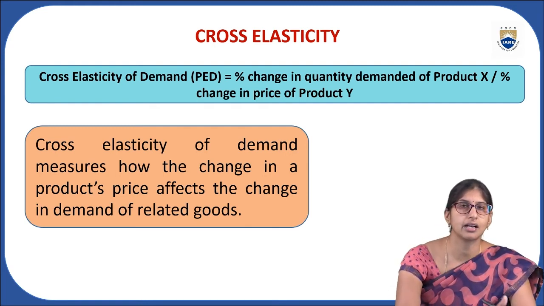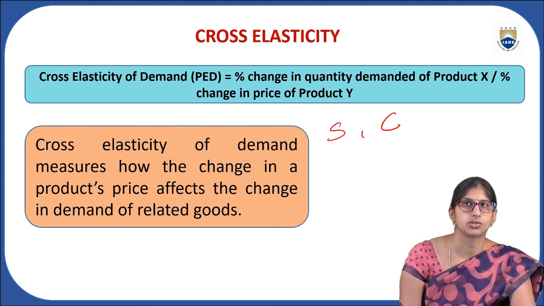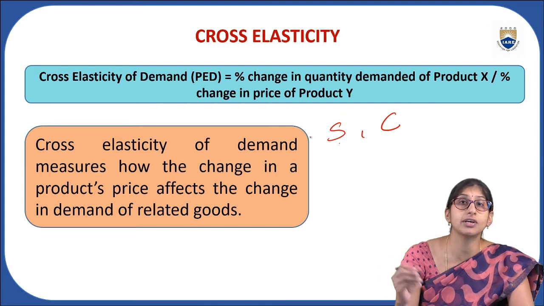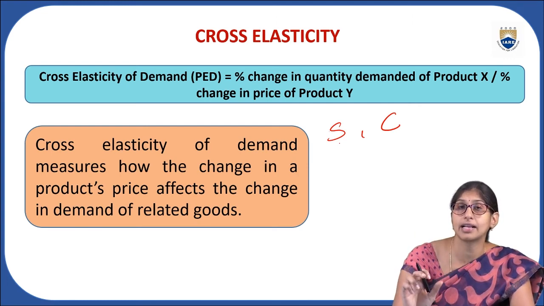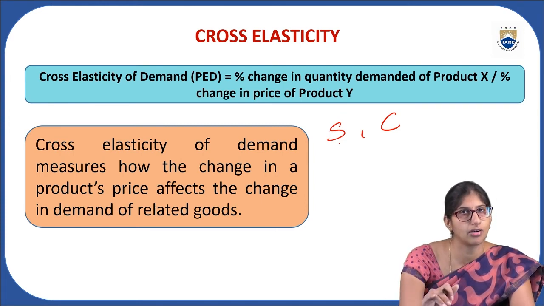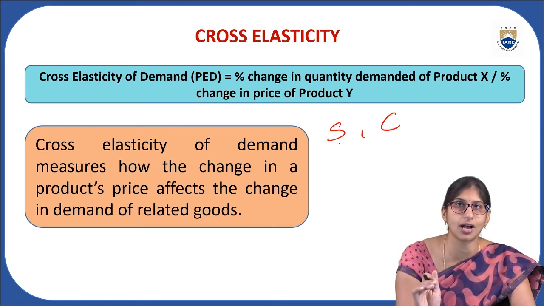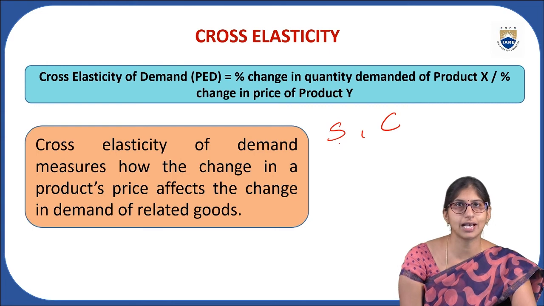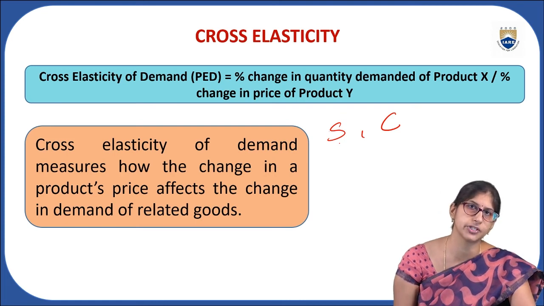In case of substitute goods, what we consider is if the price of one good is increasing, demand for some other good is increasing. Demand for the same product is not going to increase. That's the reason we are studying it as cross elasticity. Instead of direct demand, we are going to study the effect of the other substitute good. Cross elasticity of demand measures how the change in a product's price affects the change in demand of another related good. Related goods can be either substitute or complementary goods, right?